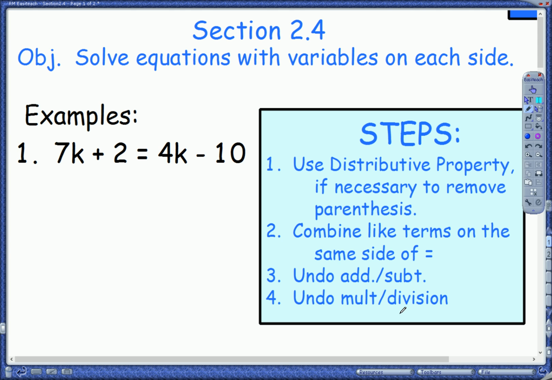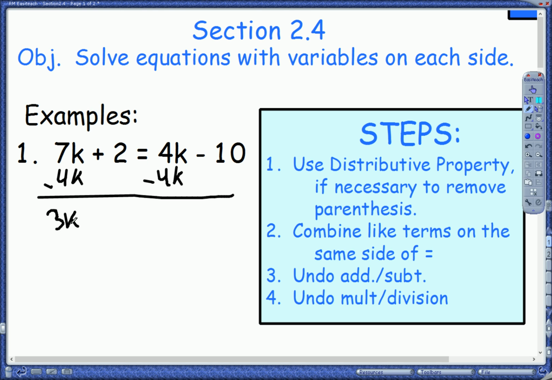Alright, so example number 1. Notice how there's variables on both sides. Now our goal is to just get one variable. Then we can continue to solve the equation. So first thing we're going to do, now you can choose if you want to use the 4K or the 7K. I want to use the 4K because I know that if I subtract 4K on both sides, I will still have a positive number, 3K.